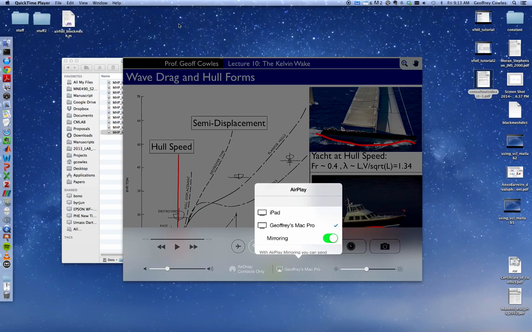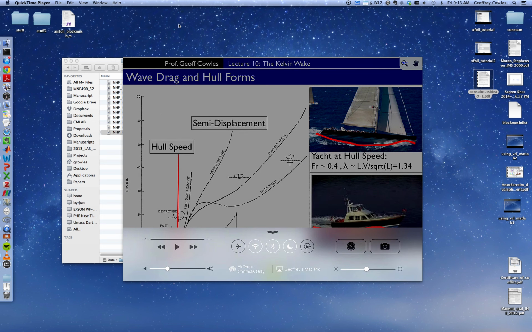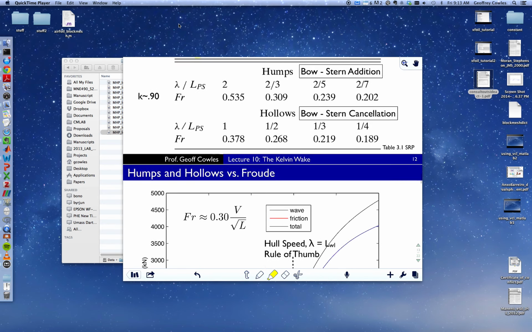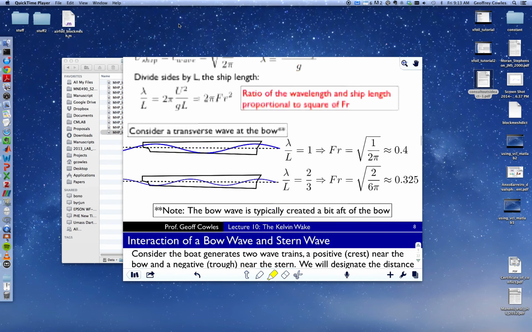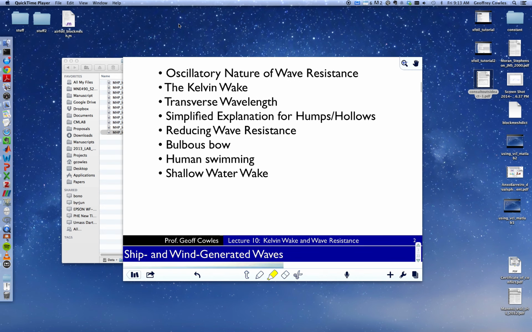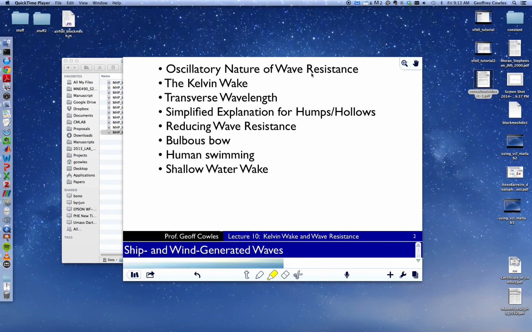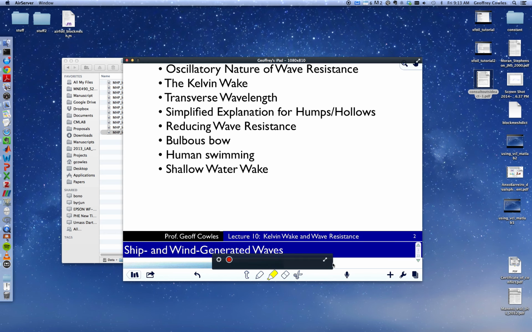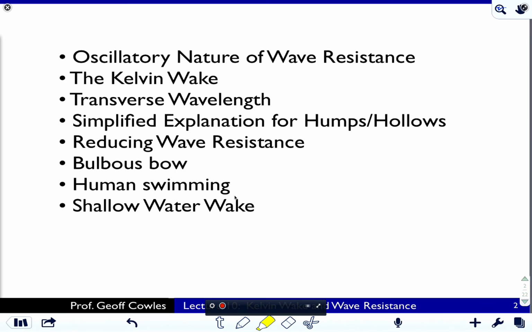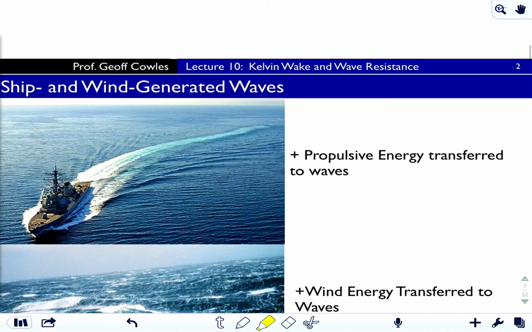Professor Coles, I'm just going to go over and summarize our lecture on the Kelvin wake, because I was forced to go through things a little quickly, having spent so much time on the homework. Let me see if I can blow this window up. There we go. Alright, I'm just going to go over the key points that I want you to know.